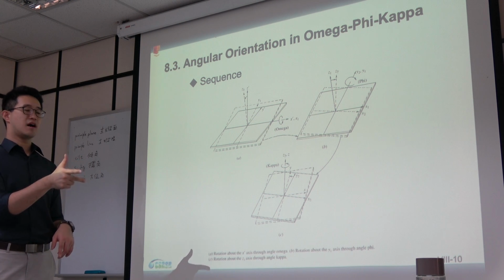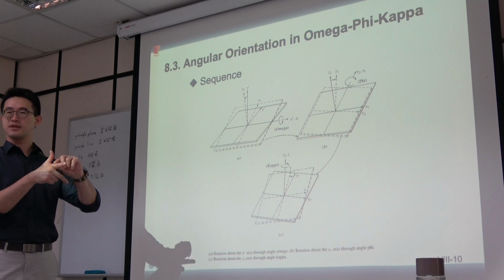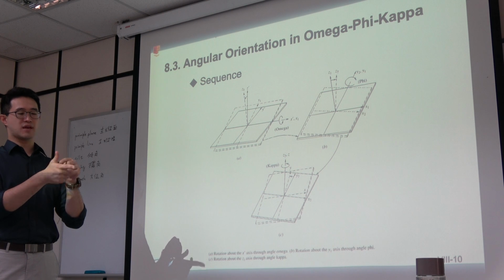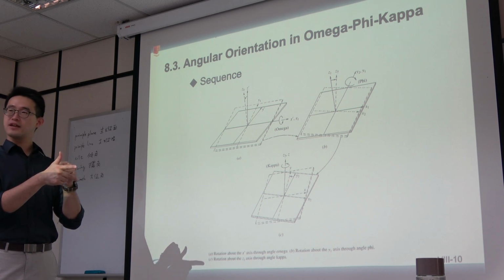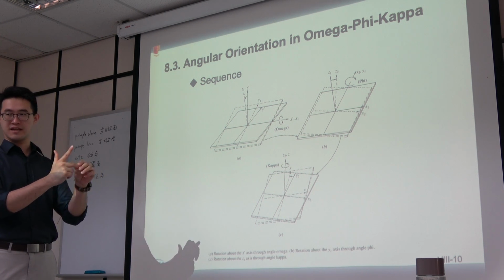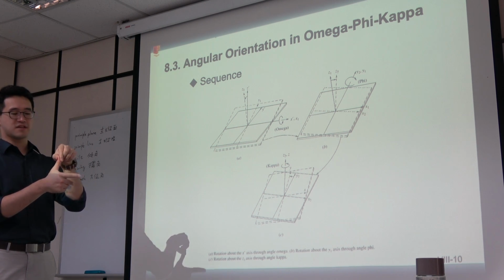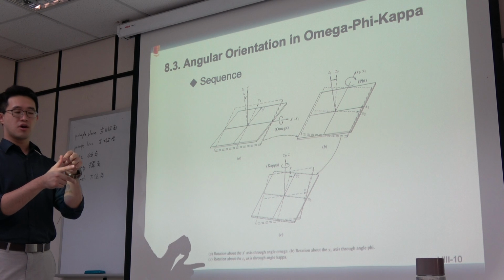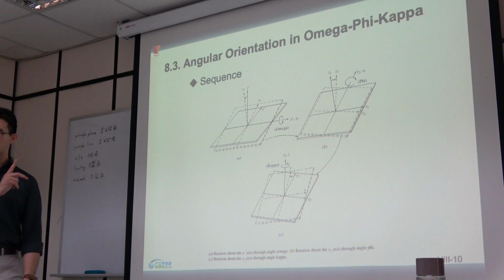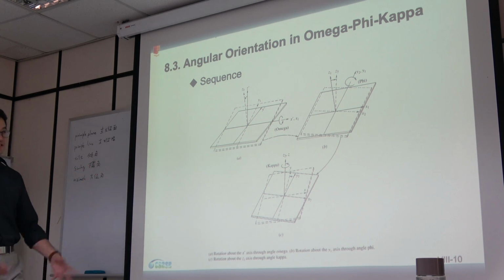And in this case, for omega phi kappa, omega is the rotation angle along the x-axis, right? You have the x-axis over here. So omega is the rotation angle along the x-axis. And phi is the rotation angle along your y-axis, which indicates this. And kappa is the rotation angle along your z-axis, which is this. Right? So omega, phi, kappa. Okay. So that's the omega phi kappa system.